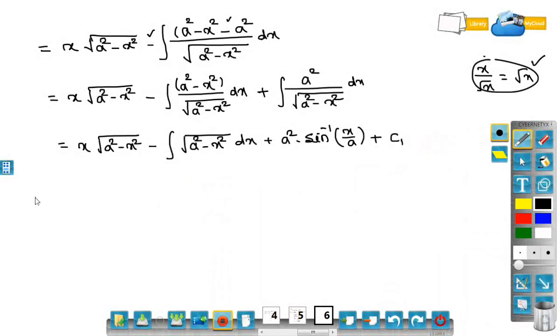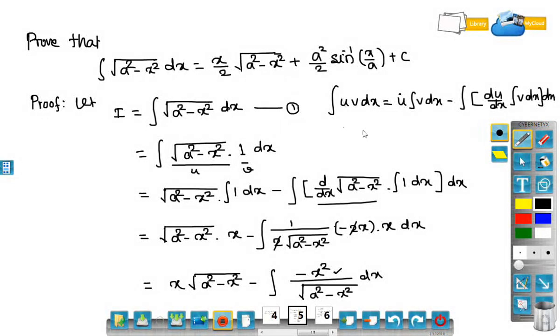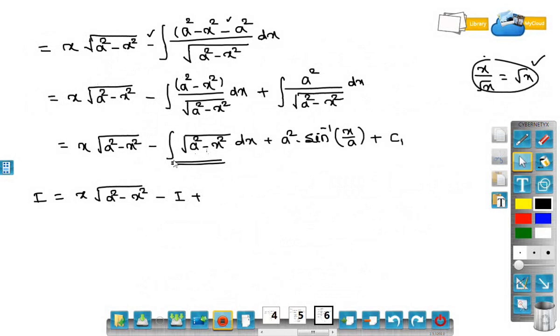The left hand side is I, which is nothing but the integral of under root a square minus x square. This is equal to x under root of a square minus x square. This one is I, and this is again I, which we have supposed here. This one, I may give this number 1. So the integral of under root a square minus x square is I. So I have put here I. Then further plus a square into sine inverse of x by a plus the constant c1.